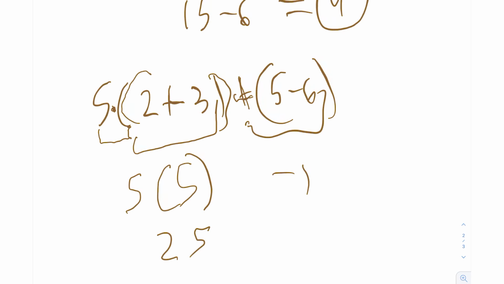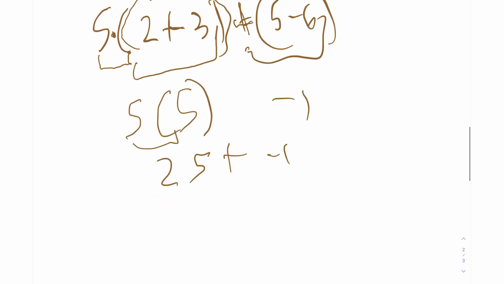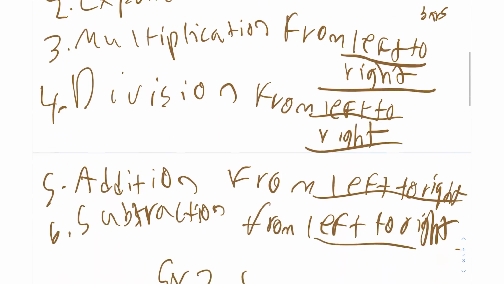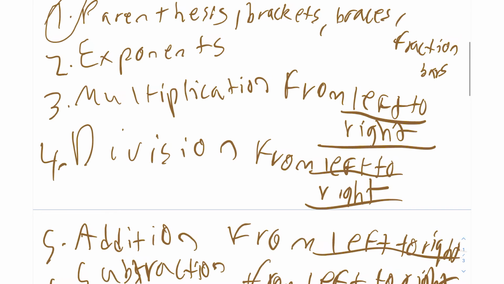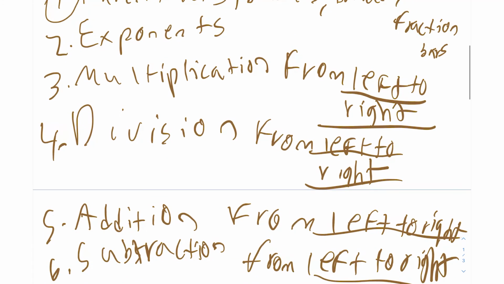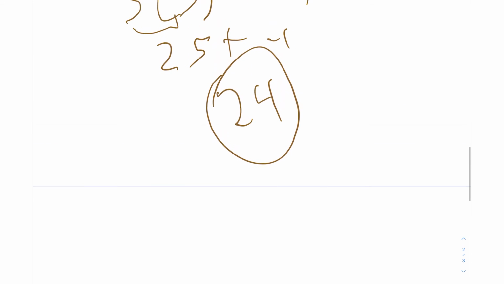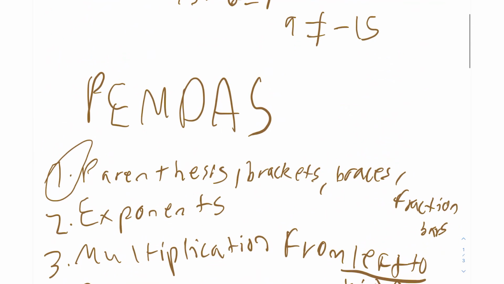So this will take care of that. And then we can finally do the addition. 25 plus negative 1, which is basically just 25 minus 1. So that's 24. So in reality, it's actually not that hard. You just need to follow the steps of PEMDAS. Okay? So, alright guys, so here is how to use PEMDAS to solve equations in the right order.